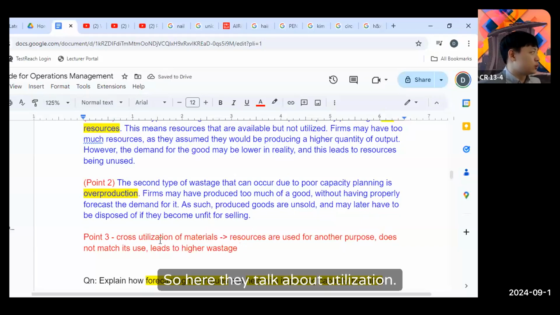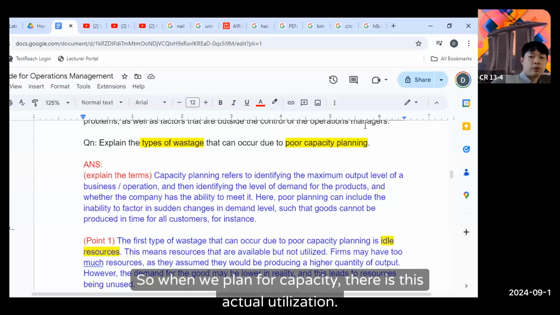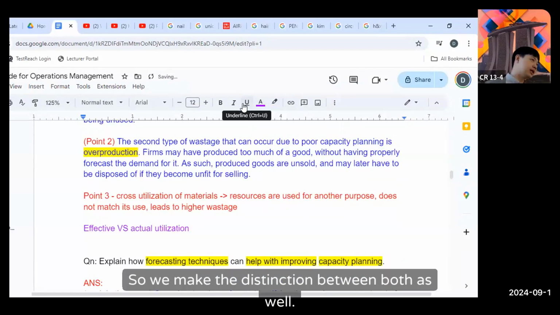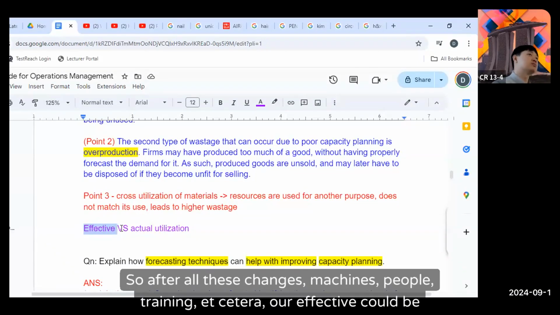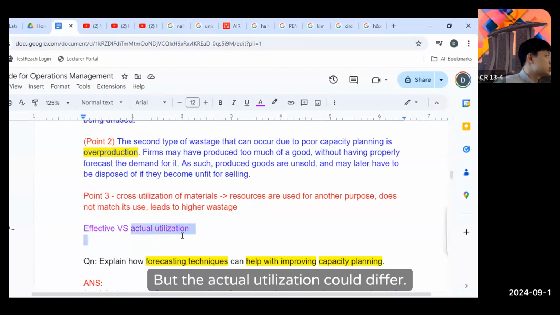So here they talk about utilization, and also your planning. So when we plan for capacity, there is effective and actual utilization. Let me type this down so we have it. So we make the distinction between both as well. Effective could be, let's say, we could effectively produce 10,000 units at the maximum. After all these changes, machines, people, training, etc., our effective could be 10,000 units of production in 1 hour maximum. But the actual utilization could differ.